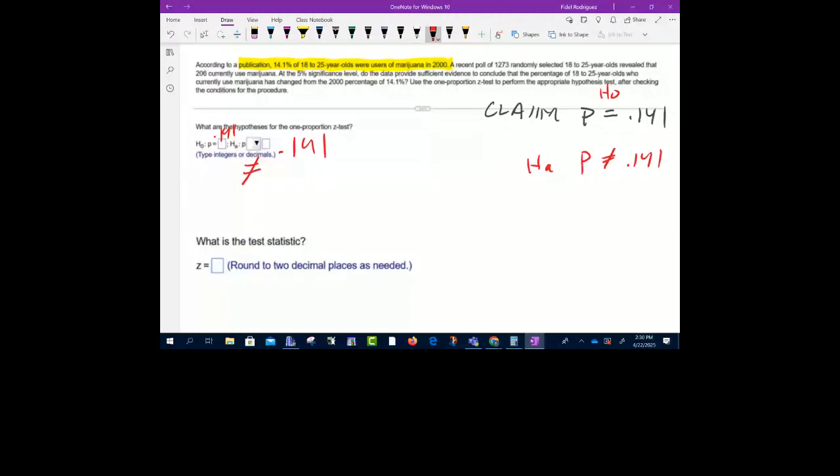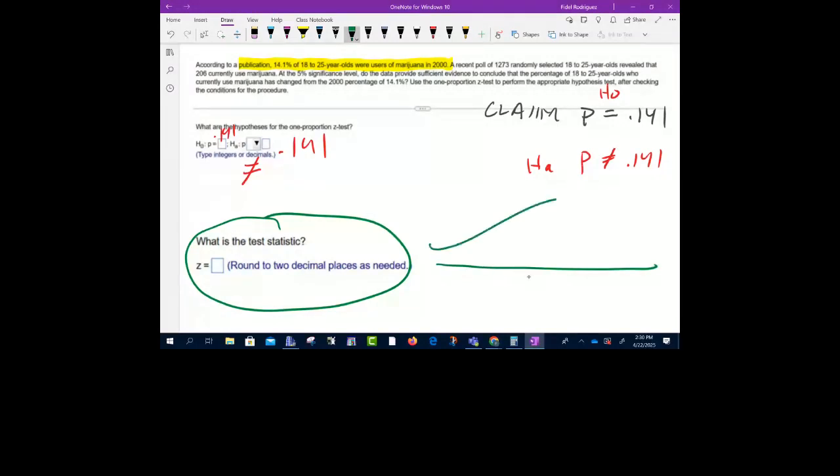Now, y'all, the way this question is set up, they want us to find the test statistic first. So we're going to find our test statistic. We know that this is going to be a two-tailed test. Let's go ahead and find what those critical values are, okay?